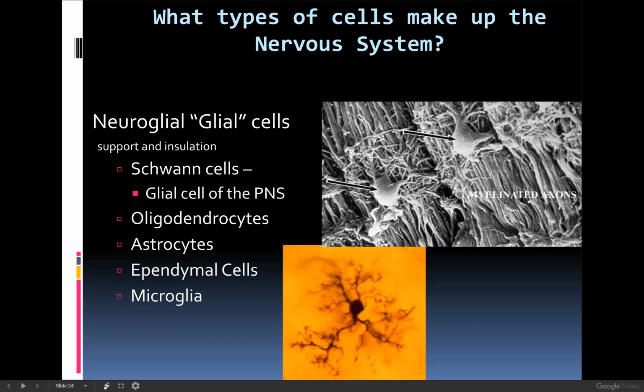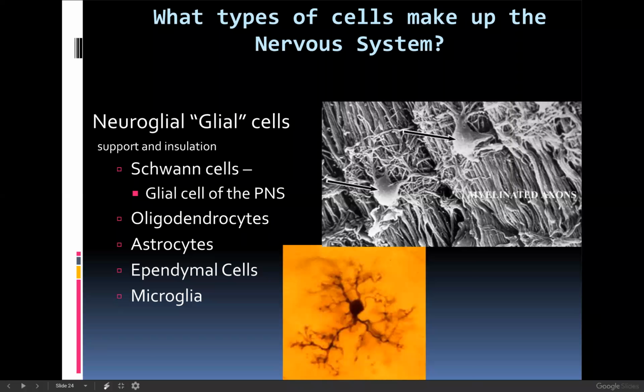Ependymal cells are really important because they form the epithelial lining of the ventricular system. It's the ependymal cells that produce the CSF, or cerebrospinal fluid. And then there are microglial cells. That's the little picture with the orange background. Those microglial cells act as macrophages in the presence of neuronal damage or disease. So they're the central nervous system's private little immune function.